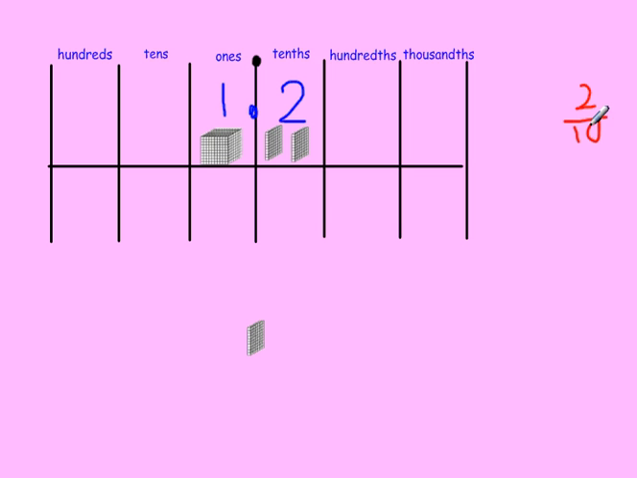But we're not finished yet. We've still got this column to go. And this column is simply a 1. So it would look like 1 and 2 tenths. 1.2.